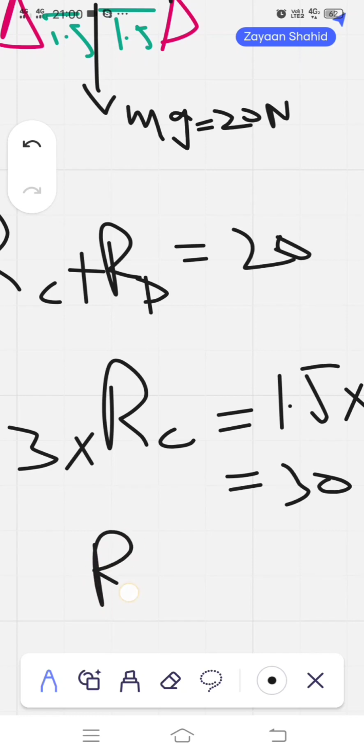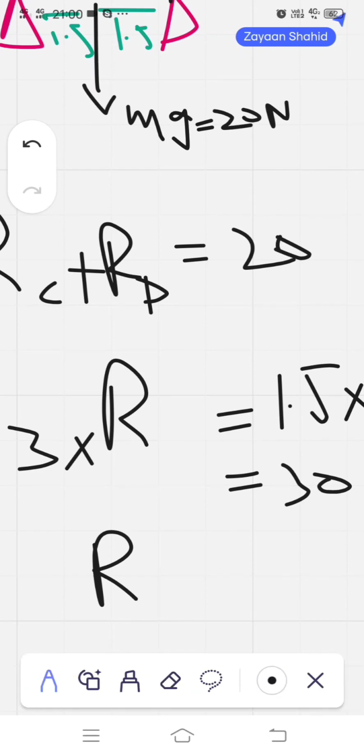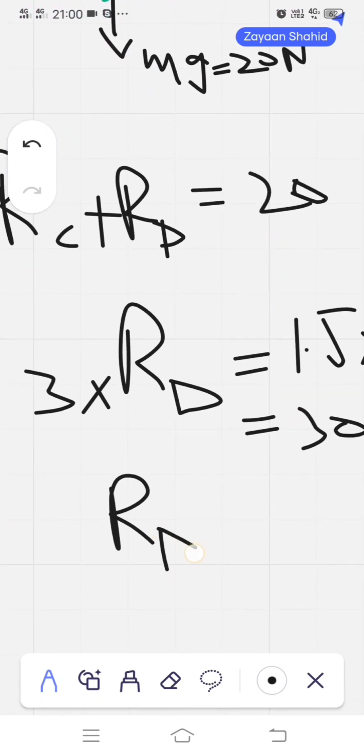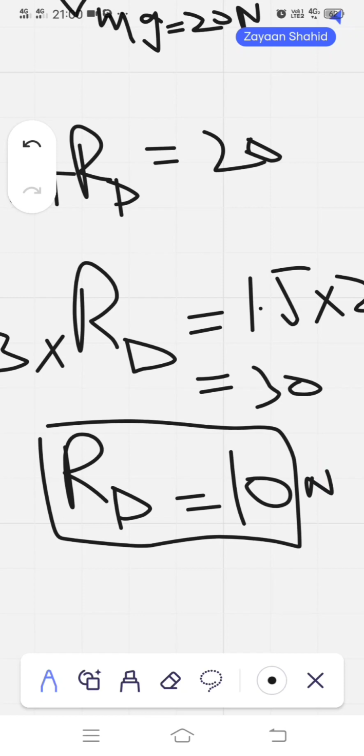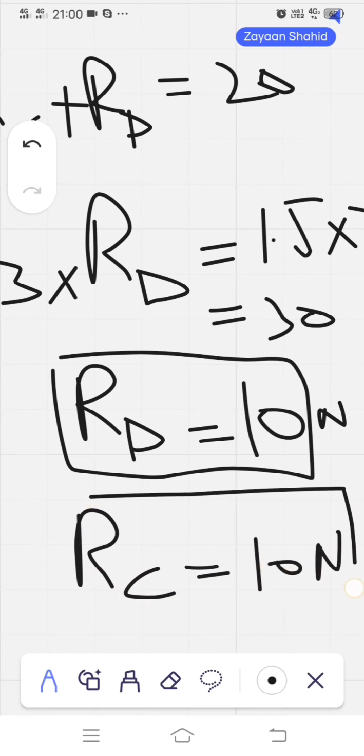So here, taking moments about C, we take RD. So RD is equal to 10 Newton, and RC will also be 10 Newton, because the weight is equidistant from RC and RD. So RC will also be 10 Newton, and the distance is the same.